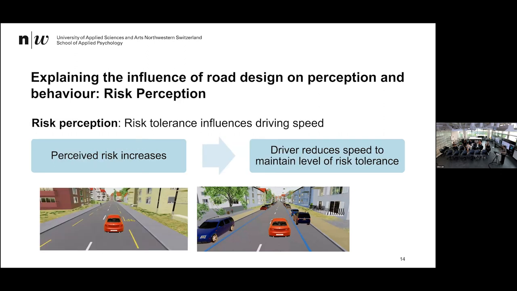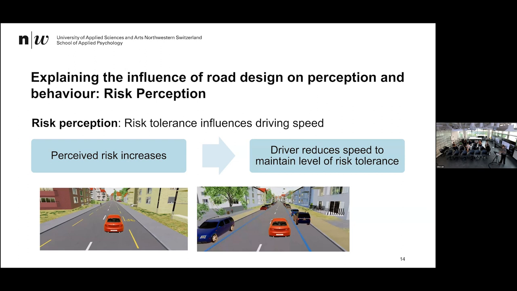As an example, we have here cars parked outside. It's a more complex environment. Maybe people are getting out of the car. There is a risk of getting injured or to injure someone, and therefore reduce speed. So in this case, it's not only complexity, but it could also be risk perception. Higher risks that are associated with a specific situation could also lead to a reduction of speeds.